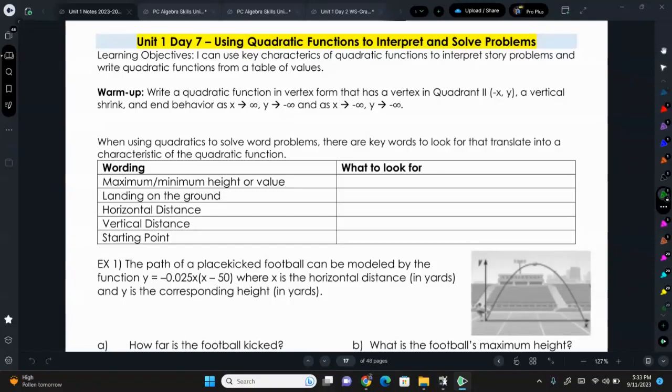Today what we're going to be doing is taking the last 3 days, so our quadratic functions in vertex form, intercept form, and standard form, and applying them to real-life situations. And when we do that, we're going to be looking at some word problems, and there are some key words to look out for, and that's going to tell us what we're looking for mathematically.